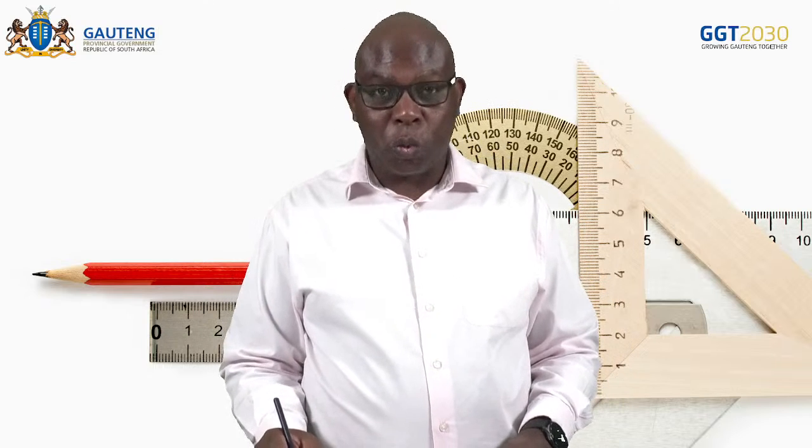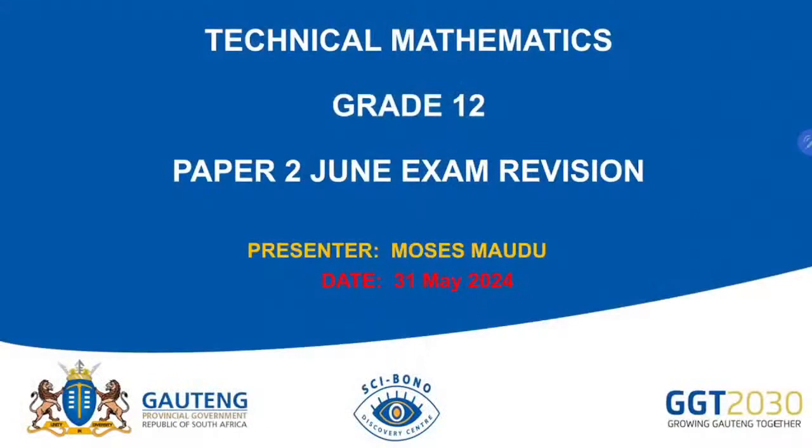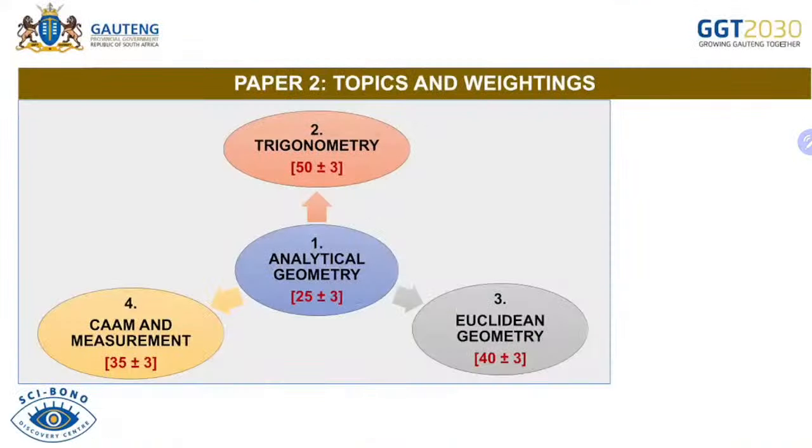Now today we're going to be looking at Paper 2 exam revision. So we're going to look at all the topics, and their weightings. In paper 2 we have 4 topics with, I think, about 11 questions.